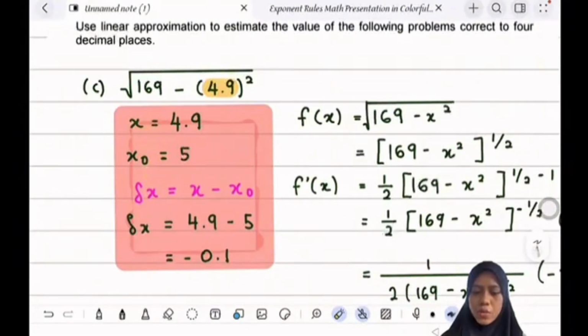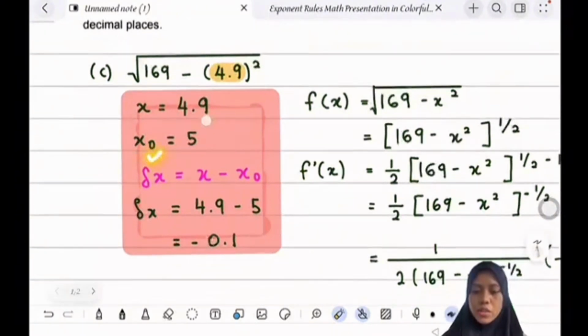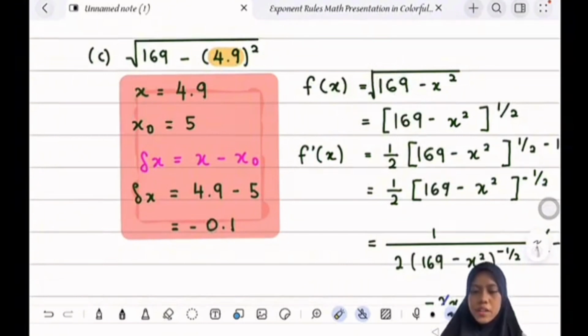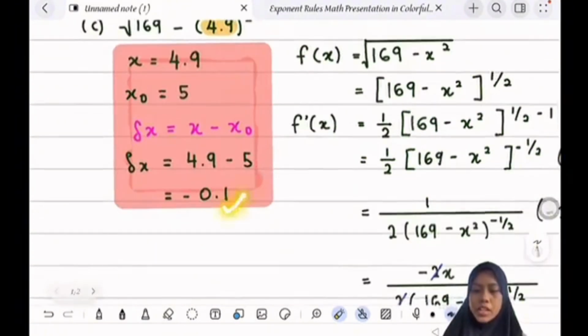For x, we need to put the decimal value, which is 4.9. We cannot put 169 because it's not a decimal value. For x naught, we just round off the x value, which is 5. For delta x, we subtract x naught from x, so we get negative 0.1.